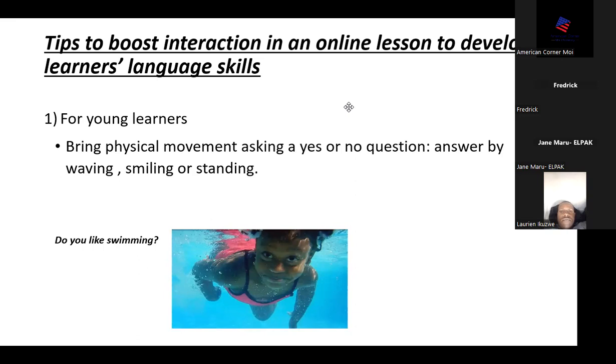They can either do it in person, or they can use the icons or the emojis that we normally have. In case they don't like swimming, they will not wave, so automatically that child does not like swimming. You can have them smile, or if they're not smiling, it means they don't like that activity. Or you can have them stand up. If they like it, they will stand up, and you are able to see from your screen. And this makes our learning more interactive and more interesting, especially for the young learners.